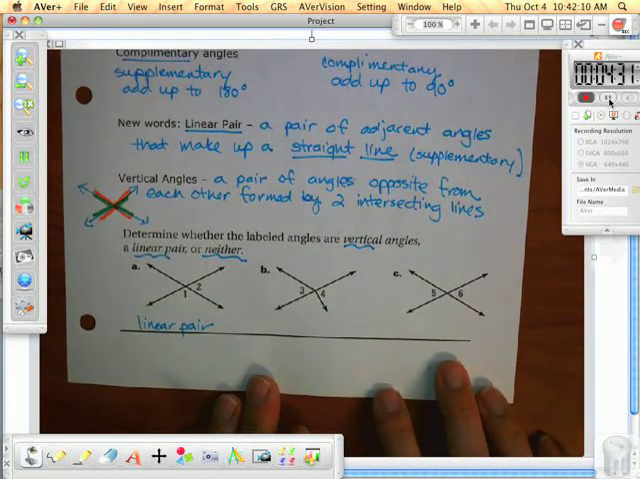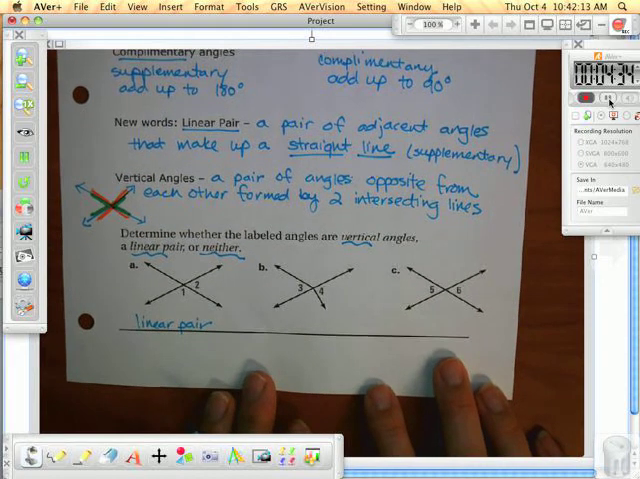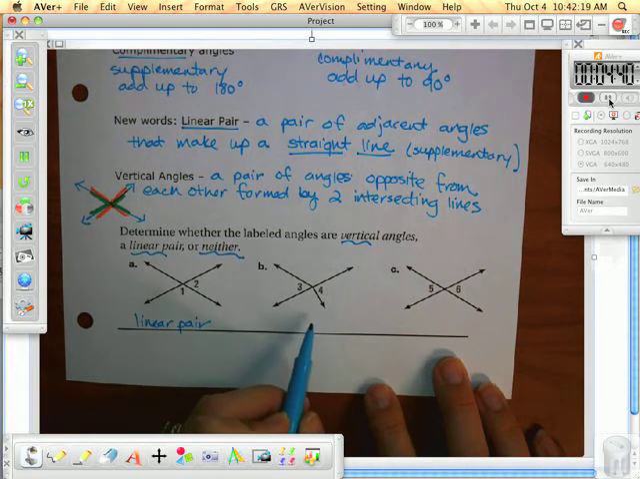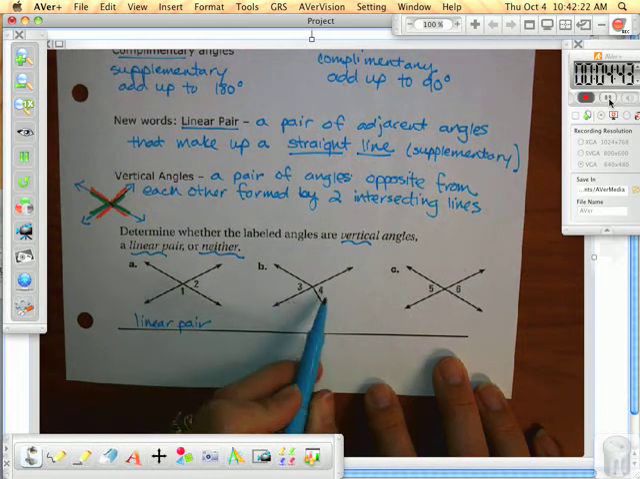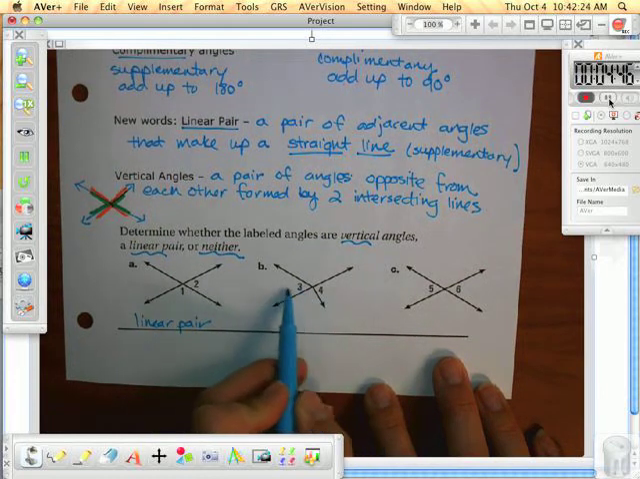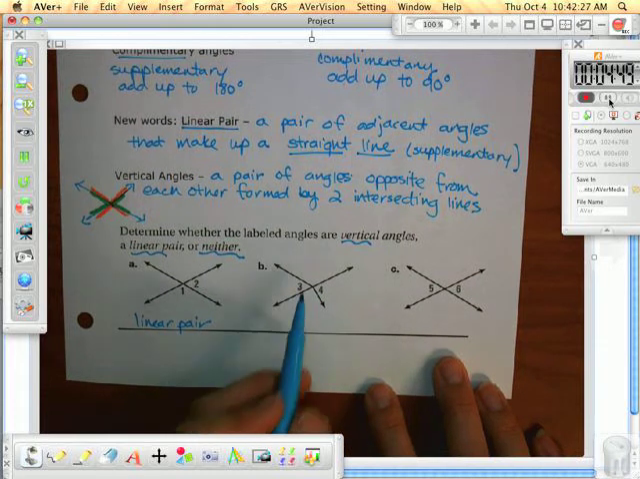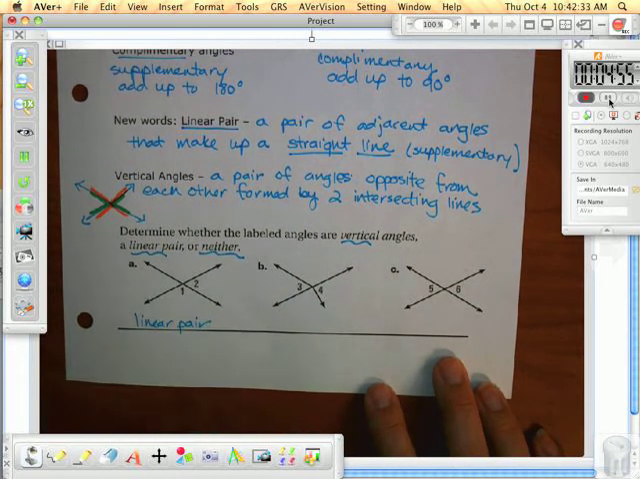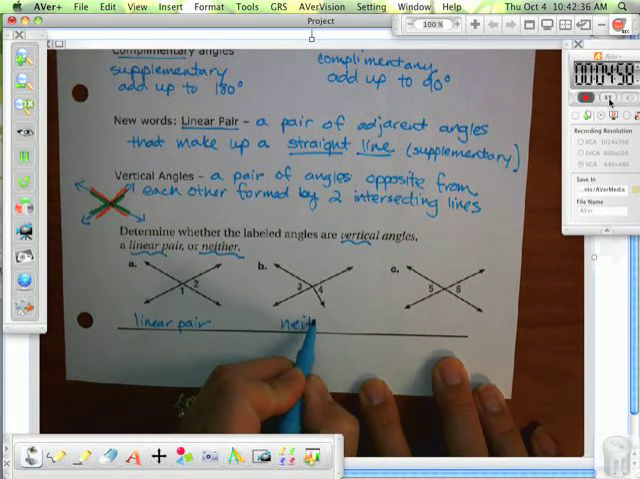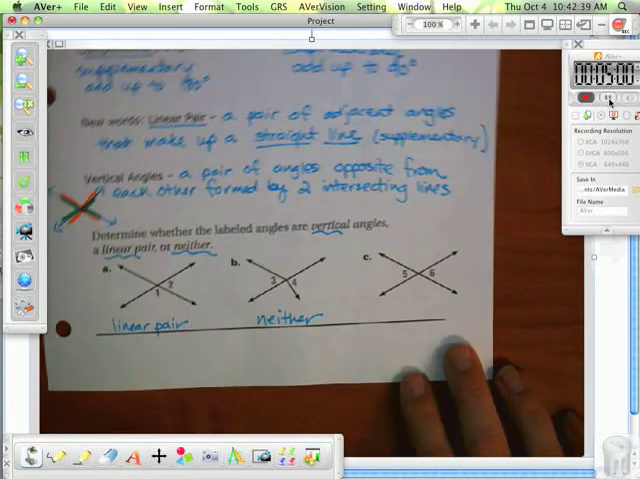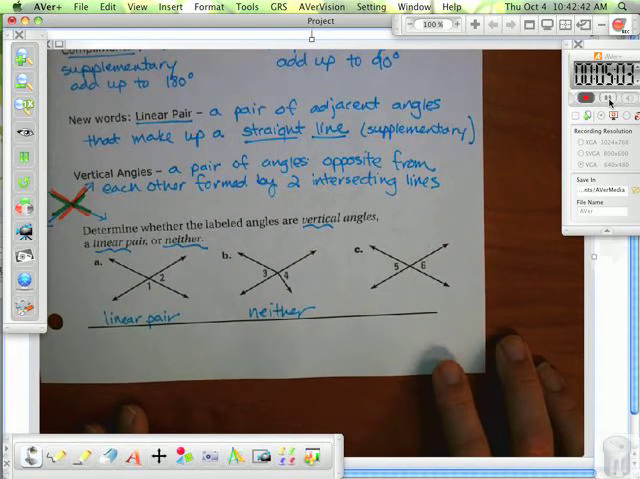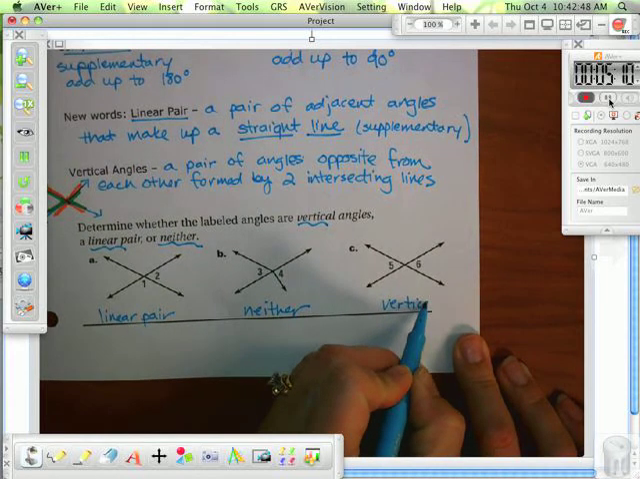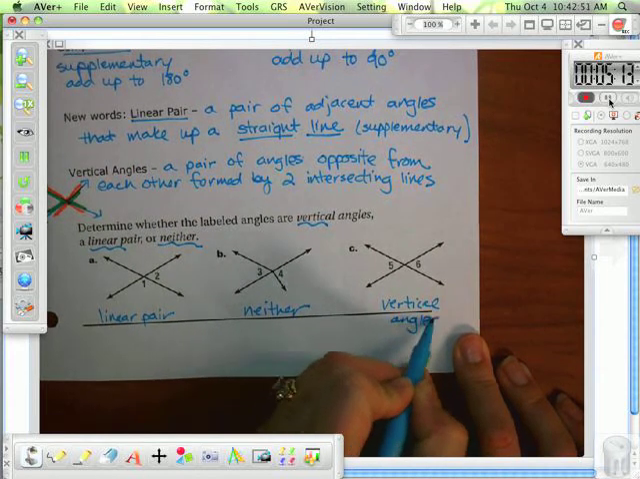Why do you say it's neither? Right, they're not next to each other, and they don't make a straight line, and they don't make vertical angles. How come we can say that they're not vertical angles? Because they're not formed by intersecting lines necessarily. This isn't really a line. Okay? So this is a neither. Right here, these are vertical angles. Not too bad so far.